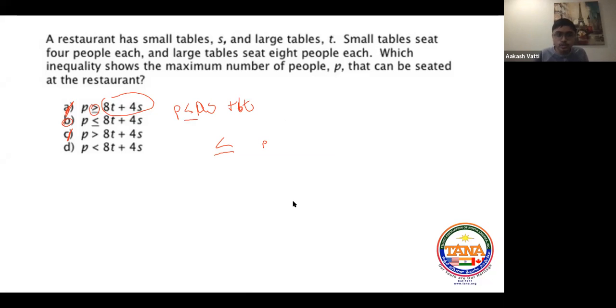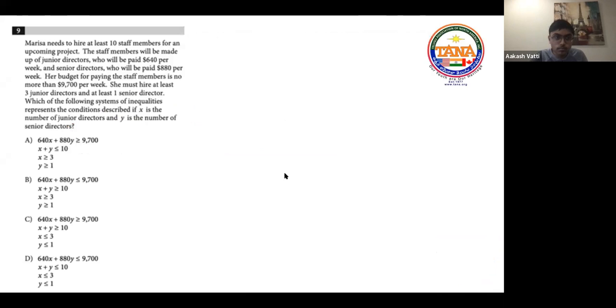So any questions about this one? No? All right, we'll continue. This is another relatively harder one. I'll give you guys 1 to 2 minutes to do this one as well.